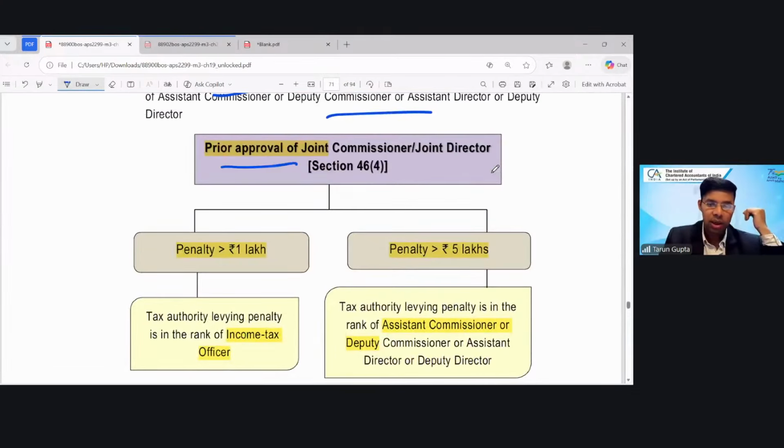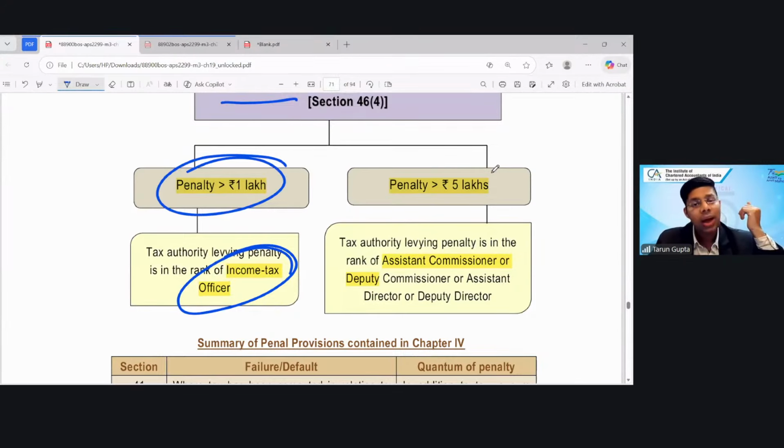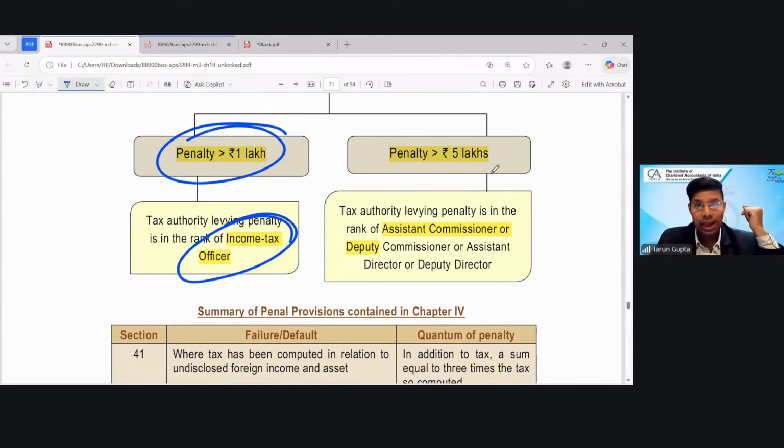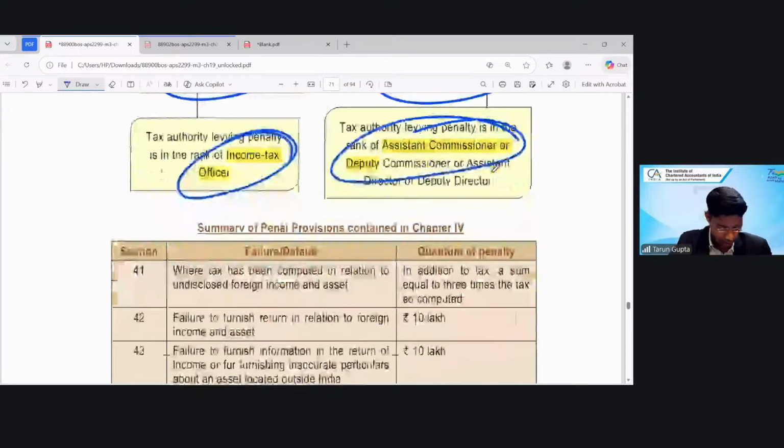So, prior approval of JC: if the officer levying the penalty is ITO, then he will need the approval if the penalty amount exceeds 1 lakh. If the officer who is levying the penalty is AC or DC, then he will require the approval of JC for penalties exceeding 5 lakh. So he can levy the penalty up to 5 lakh without the approval, but for penalty more than 5 lakh, he will require the approval of JC.